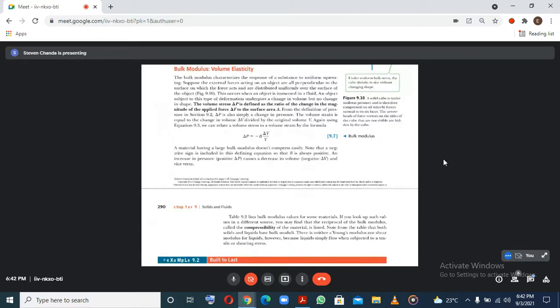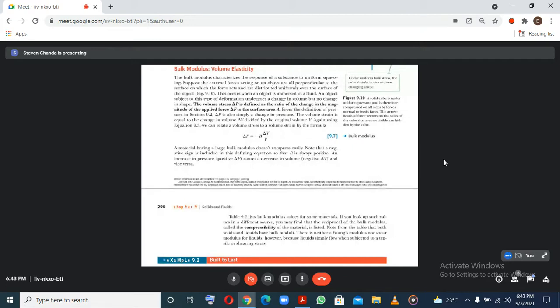Then you've got the volume strain. What you are really focusing on about the volume strain is, remember, strain is the amount of deformity. So the volume strain is equal to the change in volume divided by the original volume. Here I'm just trying to find how much change has occurred in this object of interest.